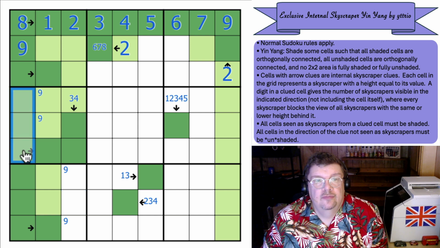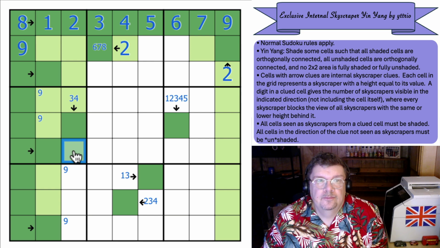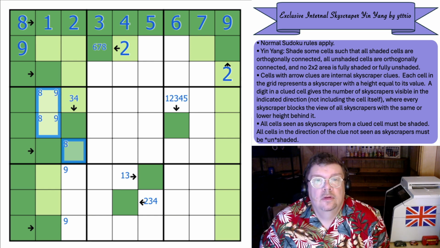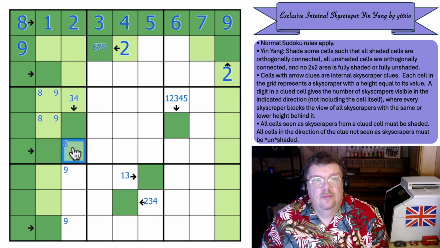Okay, 8. Can't go in one of those. It can't go there because that would have to be a 9 in order to terminate this, given that we know that that's shaded. It can't go there because that would have to be a 9. It could go here, making that a 9. But if it doesn't go there, it goes there. So 8 has 3 positions, I think. That would make, if 8 were here, that would make this a 3.